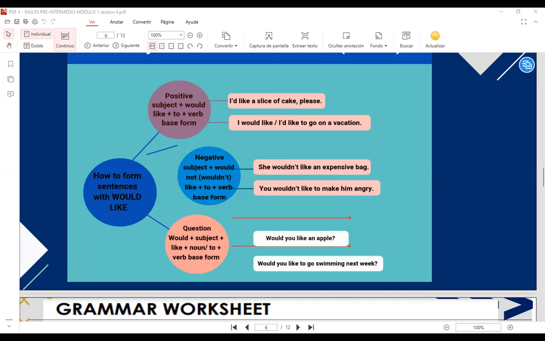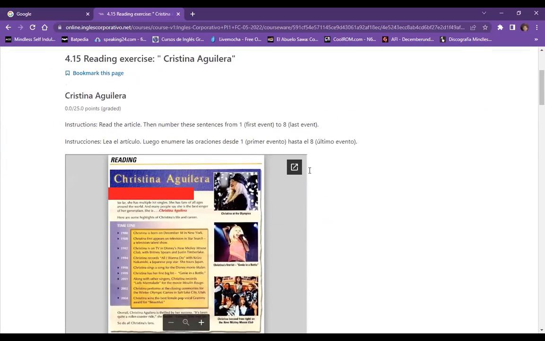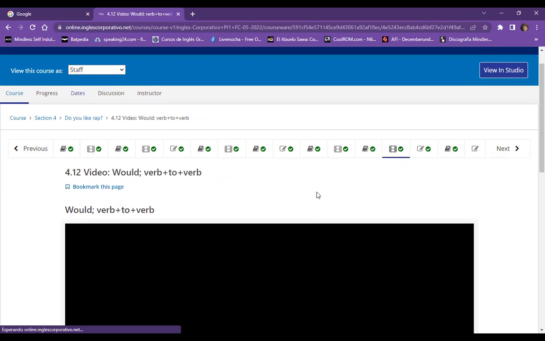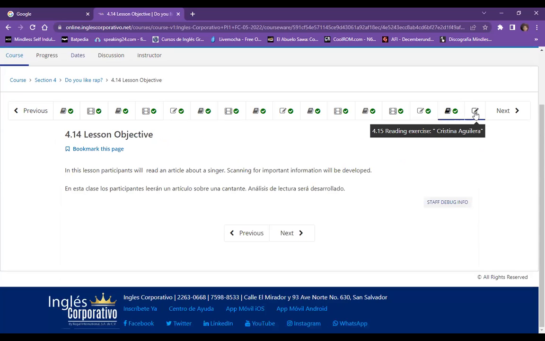Next page. No se mira, o no sé si estamos en la misma. Déjeme ver. Ah, no, perdón, lo siento. Qué oso. I'm so sorry, guys.